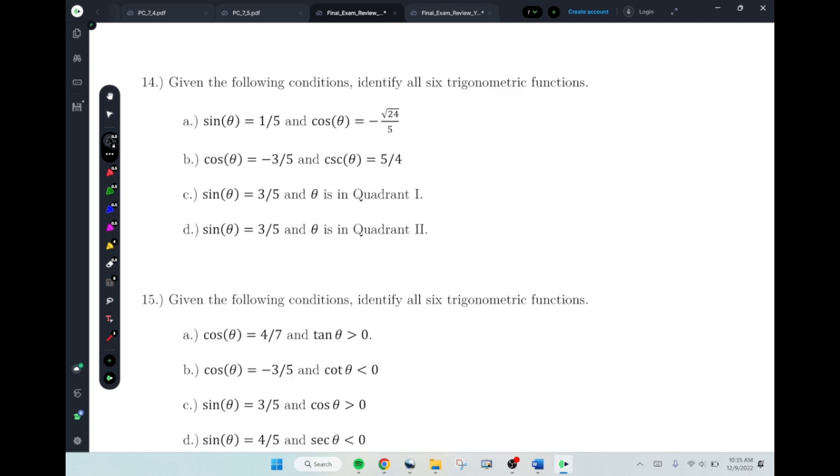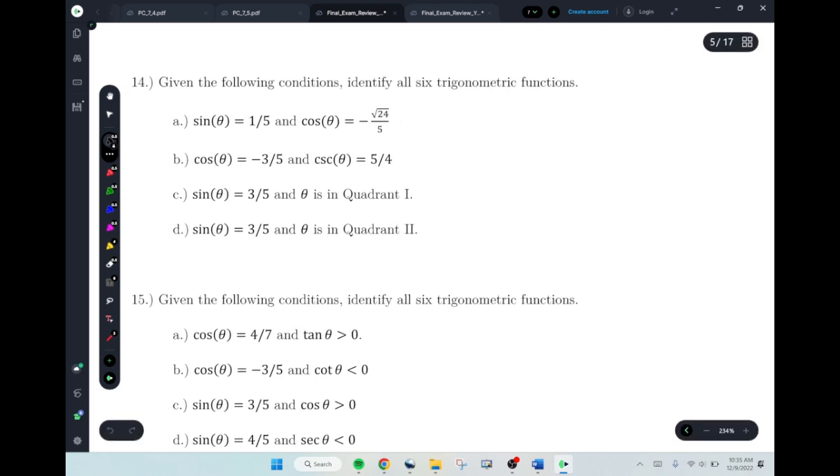Given the following, identify all 6. This is my favorite type of problem because it's literally like, draw that table, can you do all 6? Now, I'm fairly certain on the test it's going to be just asking for one of those 6. But if you can do all 6, you know the one. I just didn't know which, and I didn't want to just tell you to find one random one. Well, I did that on the test, found all 6. That's smart.